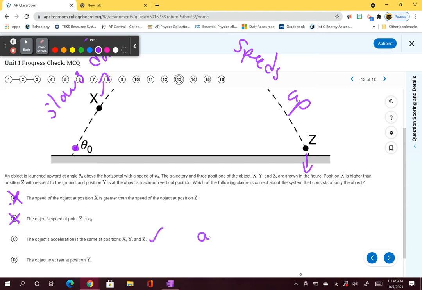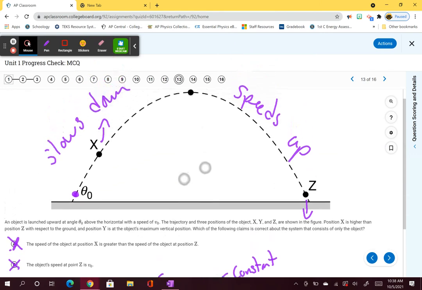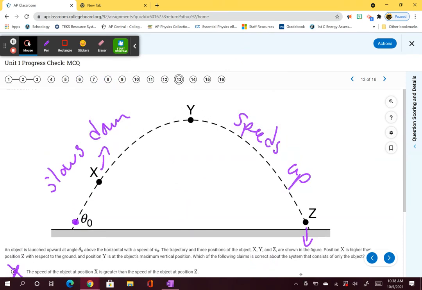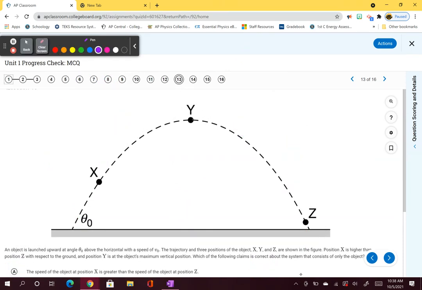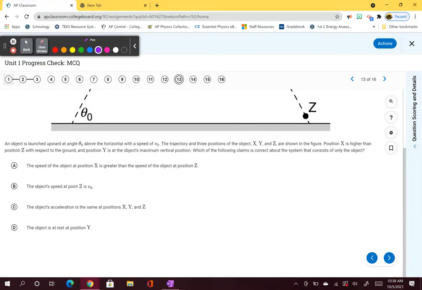The object's acceleration is the same at all points. Because your acceleration in the y is constant, and acceleration in the x is 0. So I would say that's a good answer. The object is at rest at point y. Well, it's at rest in the y direction, but not in the x direction. In the x direction, it's still moving in the horizontal path. So our answer is going to end up being C, because our acceleration is constant. Next question.